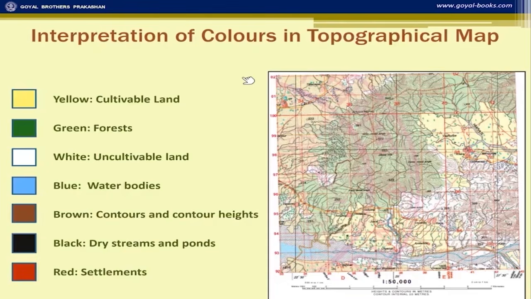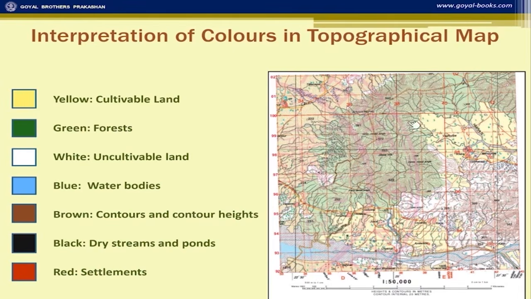Now, have you ever seen a survey sheet in black and white? No, because the colors are most important in a survey sheet. Yellow, for example, shows the cultivable land. Green signifies the forest areas.